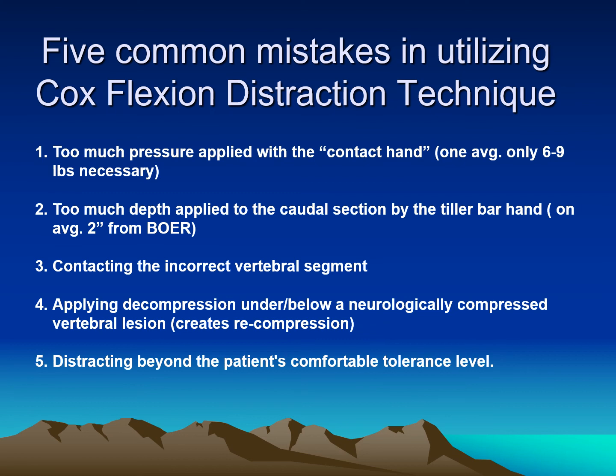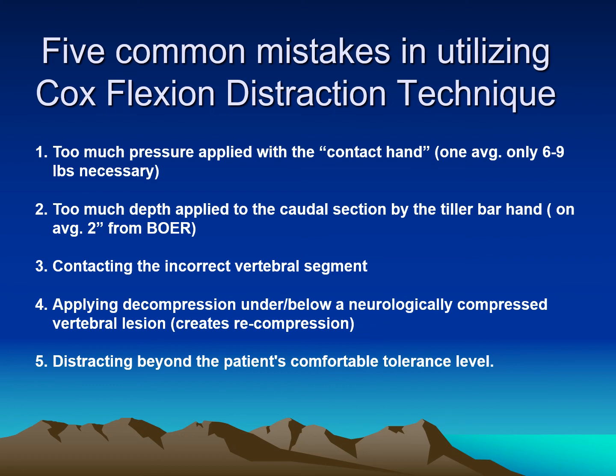3 is contacting the incorrect vertebral segment. I guess that would be analogous to a surgeon cutting off the wrong leg. Well, not quite that extreme. Number 4 is applying decompression below a neurologically compressed lesion. So in other words, we have to stay above it. So if it's an L4 disc, we have to stay above it by getting on the L4 spinous process. If you get on L5, it's going to actually further compress the lesion by putting pressure directly up under the protruded disc and the compressed nerve root.